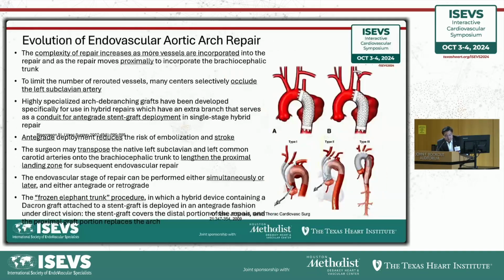Principles of endovascular arch repair include: number one, complexity increases as more arch vessels are incorporated. Two, occlusion of the left subclavian to limit number of rerouted vessels. Three, use of extra branch from conduit for antegrade deployment of stent grafts. Four, antegrade deployment decreases risk of stroke. Five, transposition of left subclavian, left common carotid to brachiocephalic to lengthen proximal landing zone. And six, endovascular stents can be placed either simultaneously or later, in either antegrade or retrograde fashion.